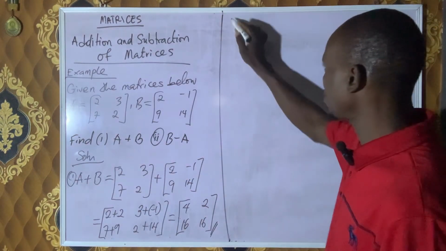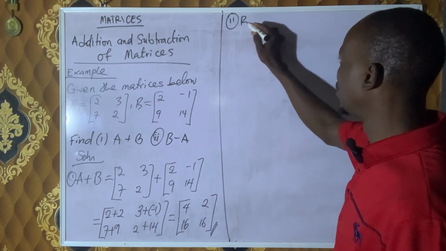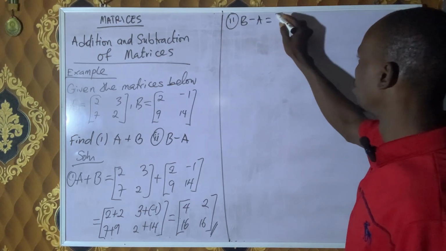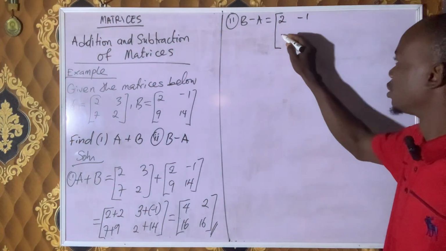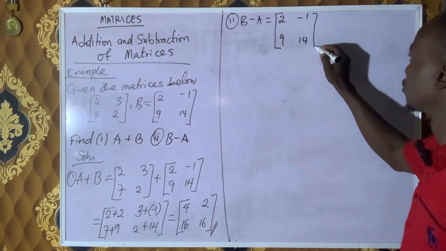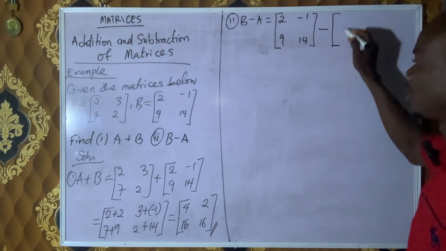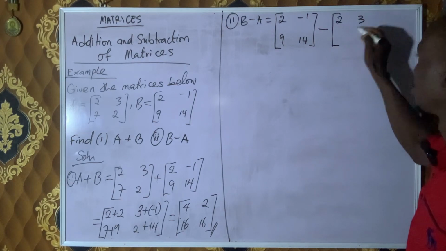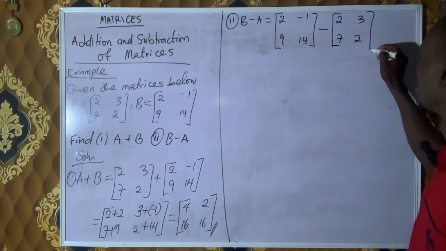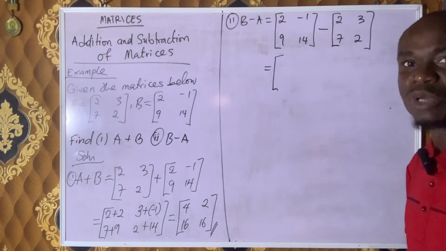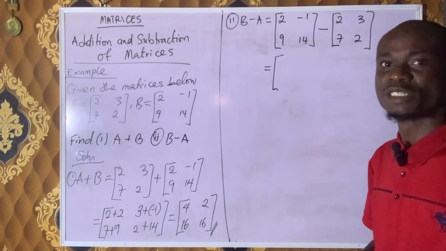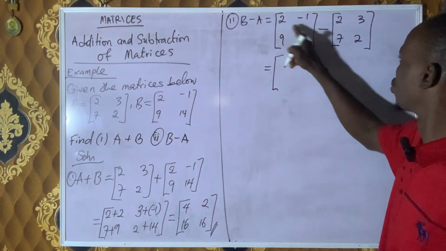The second question says B minus A, which is the matrix B, which is 2, minus 1, 9, 14, minus the matrix A, which is 2, 3, 7, 2. So the approach is similar. This time around we have minus, so we'll be subtracting corresponding values. So the first will be 2 minus 2.